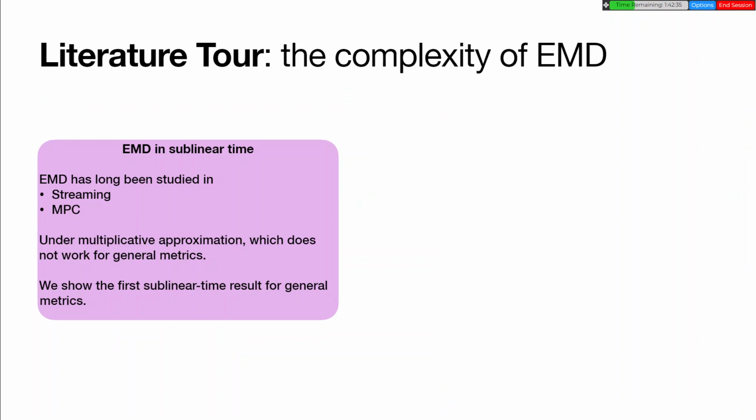for general metrics. So what does sublinear mean for general metrics? Well, if the problem is a general metric, then the input is an n times n matrix. So anything that is strictly subquadratic is sublinear. So that's what we achieve. And as we saw, we have to achieve this through additive approximation because multiplicative approximation is not possible.